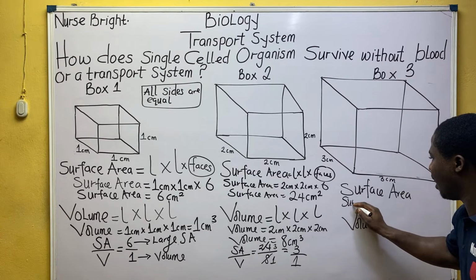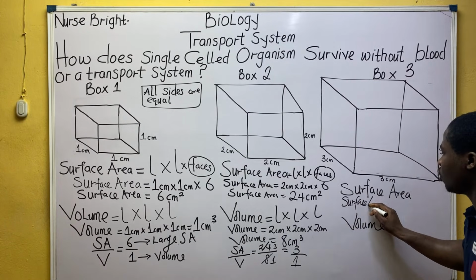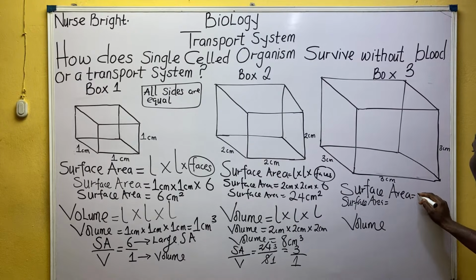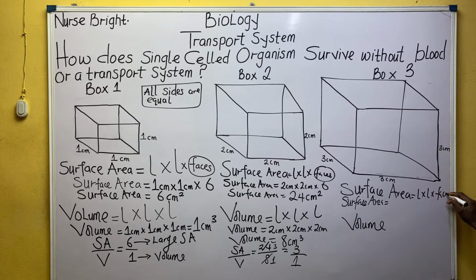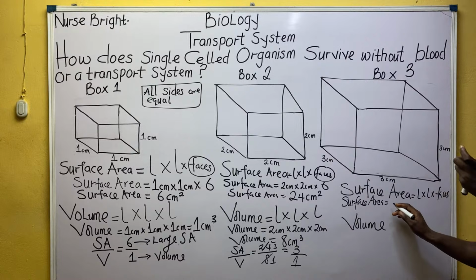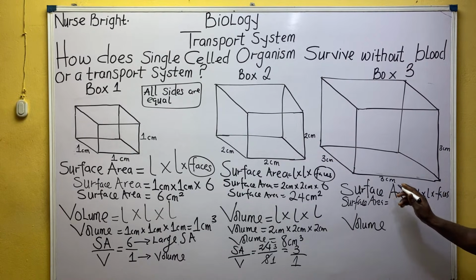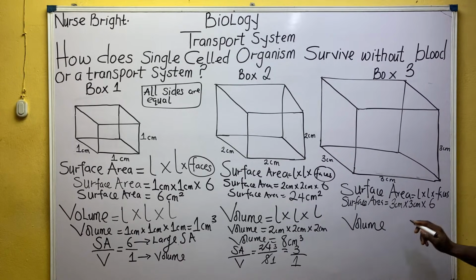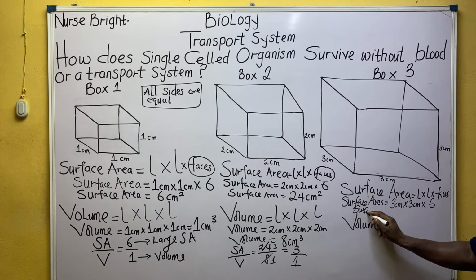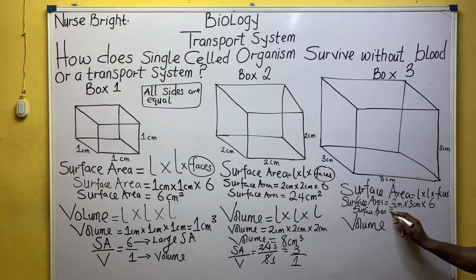Alright, so let's work this one out. Surface area will now be equal to what? This one is length times length times faces, right? So let's work it out together. What's the length? 3 centimeter times 3 centimeter times 6. 3 times 3 is 9. 9 times 6 is 54.